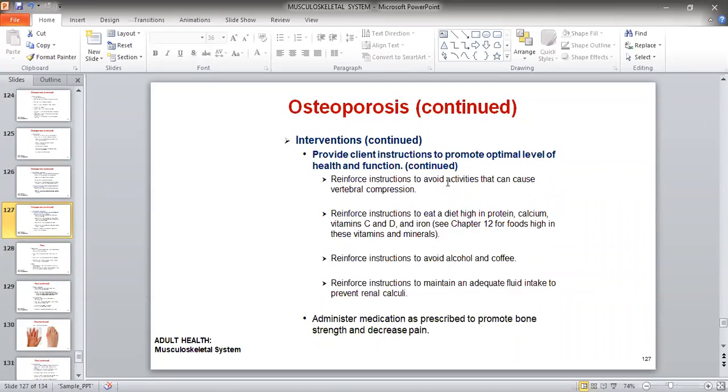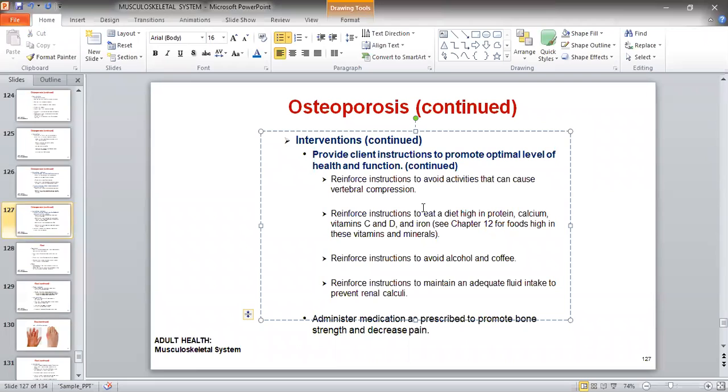So reinforce the instruction to avoid activity that can cause vertebral compression. Reinforce the instruction to eat a diet high in protein, high in calcium, high in vitamins C and D, and also iron. Reinforce the instruction to avoid alcohol and caffeine. Alcohol abuse and excess caffeine intake, coffee, lead to osteoporosis. Reinforce the instruction to maintain an adequate fluid intake. Administer medication prescribed to promote bone strength and decrease the pain.